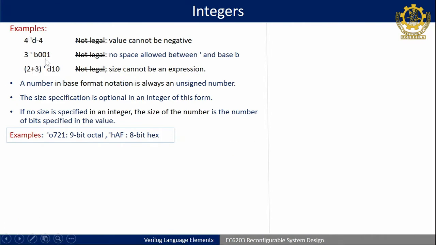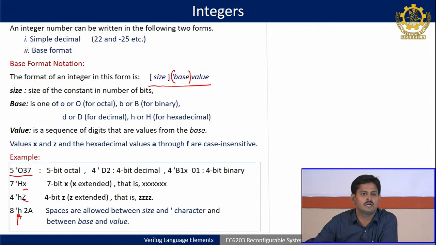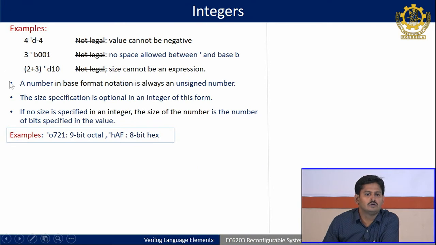Somewhere here, if you see, 3' B001 with a space. He is telling that it is not legal because no space should be in between the tick and the base, B or H, whatever. Here in this case we are having B. So this space is not allowed, and the value here is negative, which we can't put. So -4, a negative value, will not be there. A number in base format notation is always an unsigned number. Okay. So if you want a signed number, then you have to write in the simple decimal format notation, like we have written -25 earlier, right. So -4 is not legal.